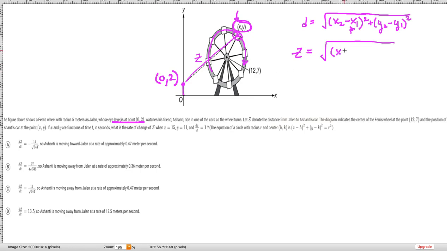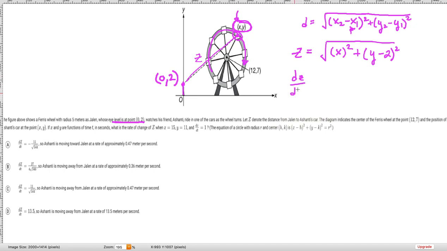So it's x minus 0, which is just x, squared, plus y minus 2, squared, all under a square root. And this gives you this distance z as this point x y goes around. And what you're looking for in this case is dz dt.